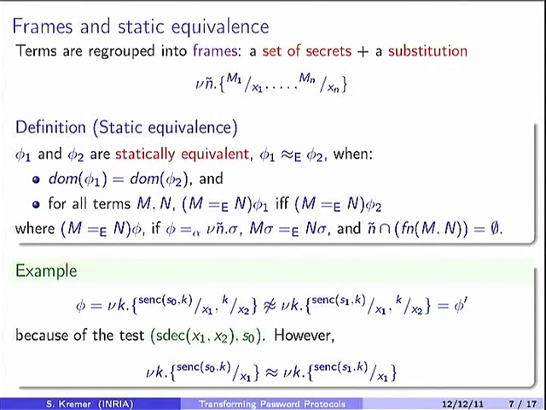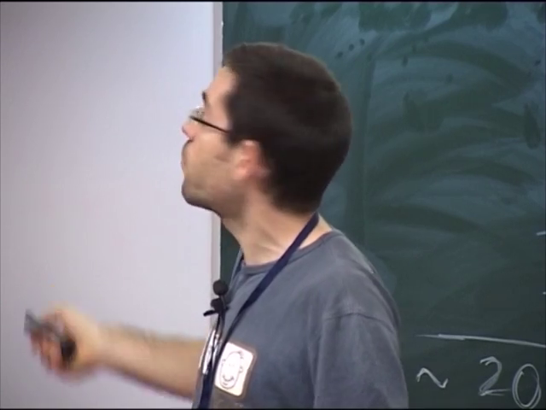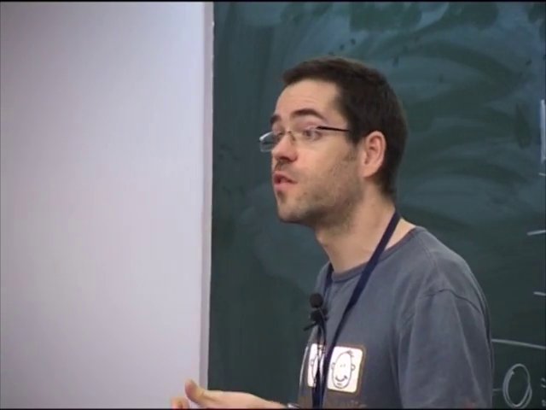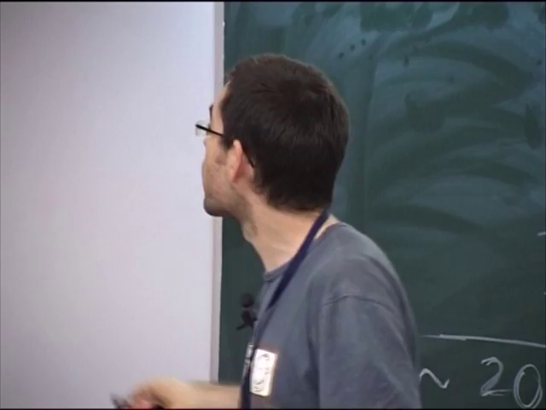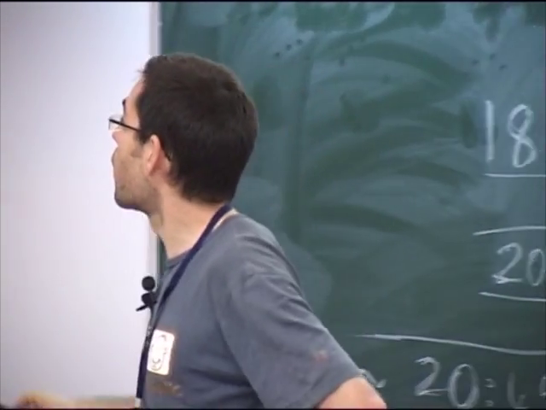And the second thing is that for any terms M and N, which may contain the variables x1 to xn, if they are equal when applying phi 1, then they should also be equal when applying phi 2, and vice versa. And I have some side conditions basically stating that M and N should not directly contain the secrets n. So the attacker is not allowed to use the secrets n directly unless he can obtain them via manipulations of the variables.